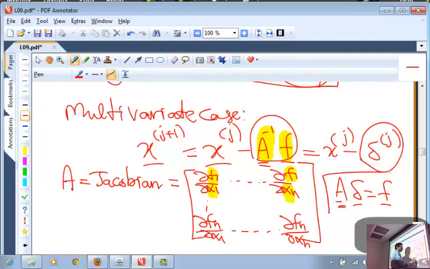Delta is your correction, A is your Jacobian matrix, and F is the forcing function. So as F is driven to 0, delta will be driven to 0 also if A is non-singular. Okay? If A is what? Non-singular, meaning its determinant is not 0. Okay? Why is that important?